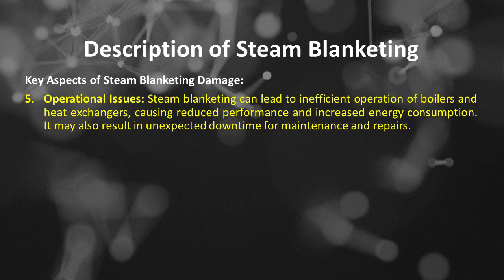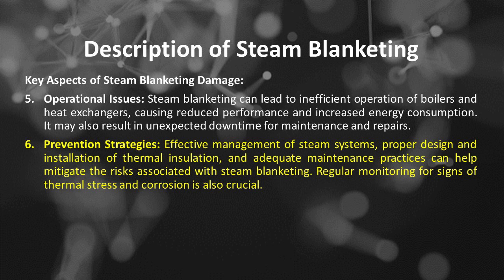Number 5 is operational issues. Steam blanketing can lead to inefficient operation of boilers and heat exchangers, causing reduced performance and increased energy consumption. It may also result in unexpected downtime for maintenance and repairs. Number 6 is prevention strategies. Effective management of steam systems, proper design and installation of thermal insulation, and adequate maintenance practices can help mitigate the risks associated with steam blanketing. Regular monitoring for signs of thermal stress and corrosion is also crucial.